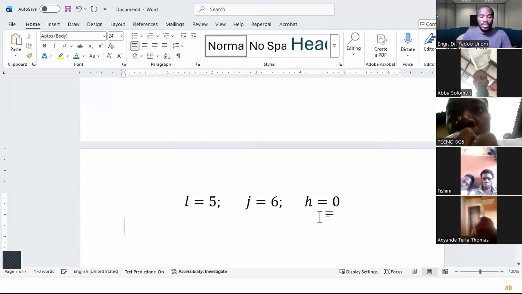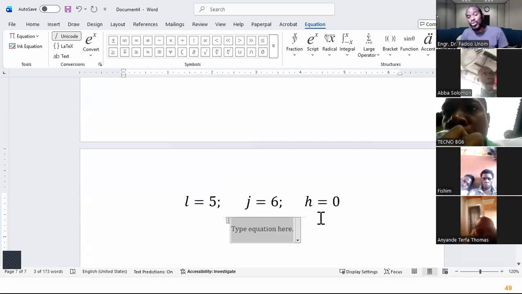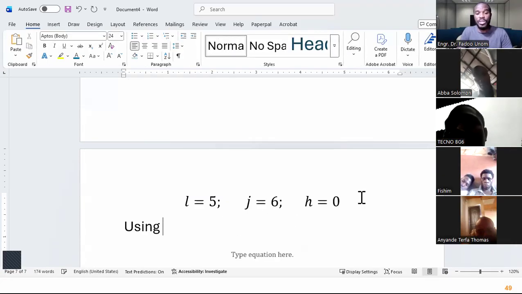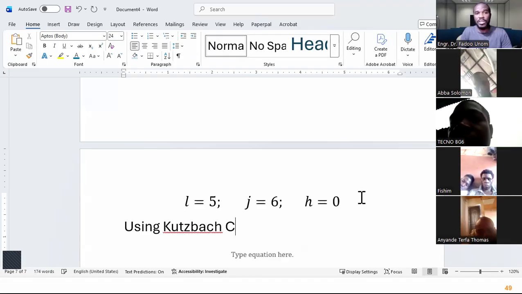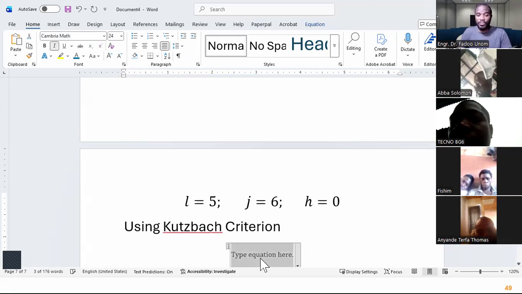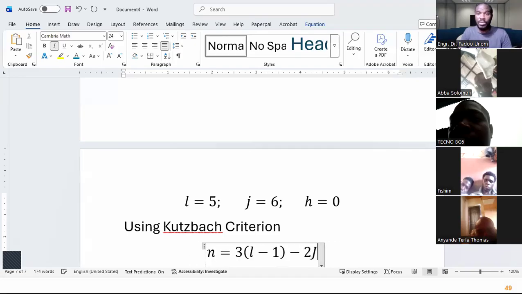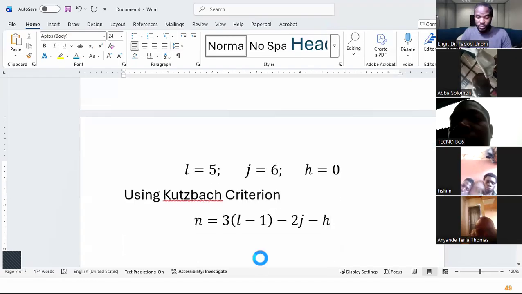So what's the equation that we are going to use? We are using the Kutzbach criterion to determine this. It says that the degree of freedom, which you can represent as n, is given as 3 into (L minus 1), minus 2J, minus H, right? That's what the equation is.